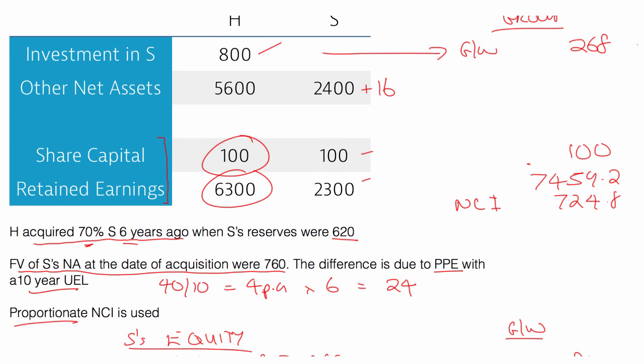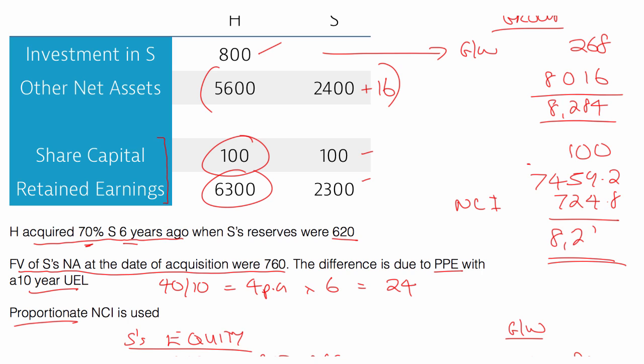And finally then, just add across all the assets, all the liabilities, so that's 8,016 I think. Let's check them and hope I've done it right. 8016 plus 268, that comes to 8284. The net assets should equal my equity, so let's add up my equity. 100 plus 7459.2 plus 724.8, hopefully 8284. Whew, it is. Okay, so that's it. That's the last illustration that we're doing on proportionate NCI. Next illustration, we're going to move it on just a little bit.